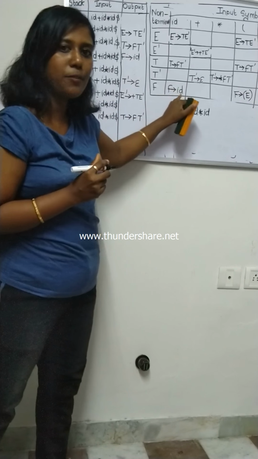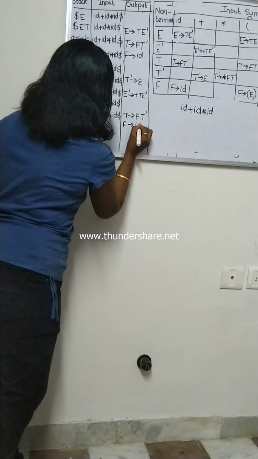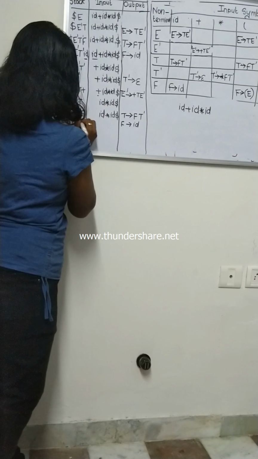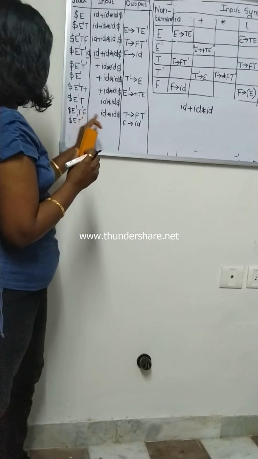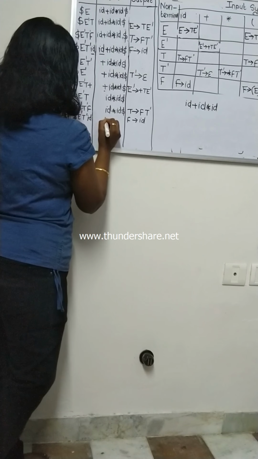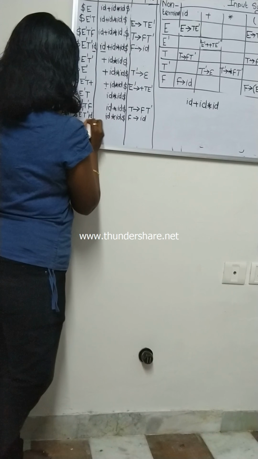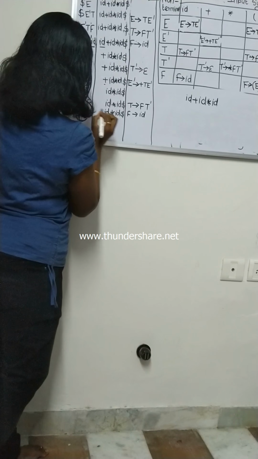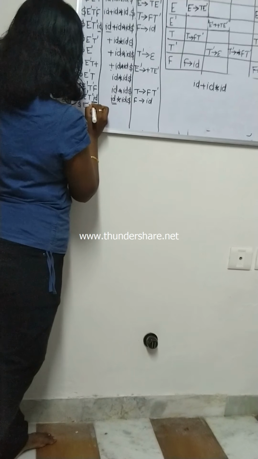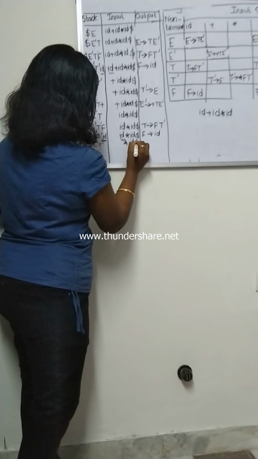Now I am going to find F row ID column. So I have F derives ID. So dollar E dash T dash. Now instead of F I am going to write this ID. So it is ID here, and now ID star ID dollar. Now here also ID, here also ID. So in the next case I am going to remove this. So E dash T dash star ID dollar.